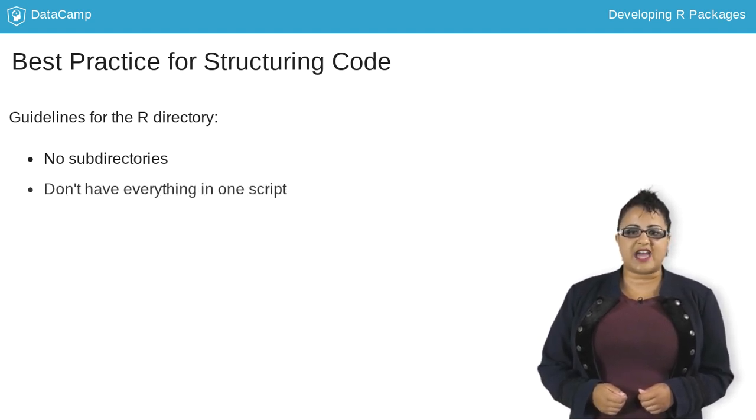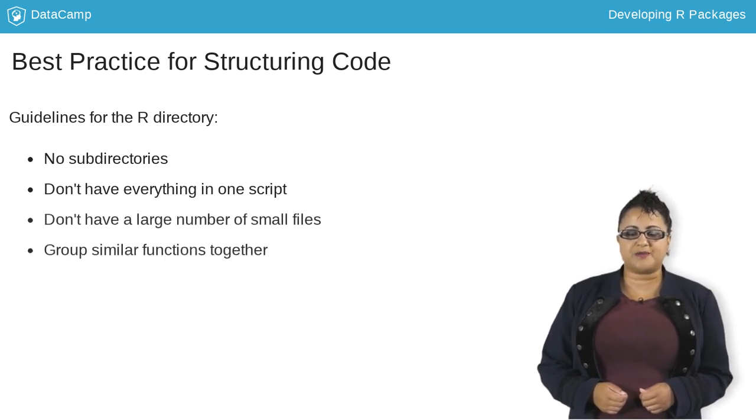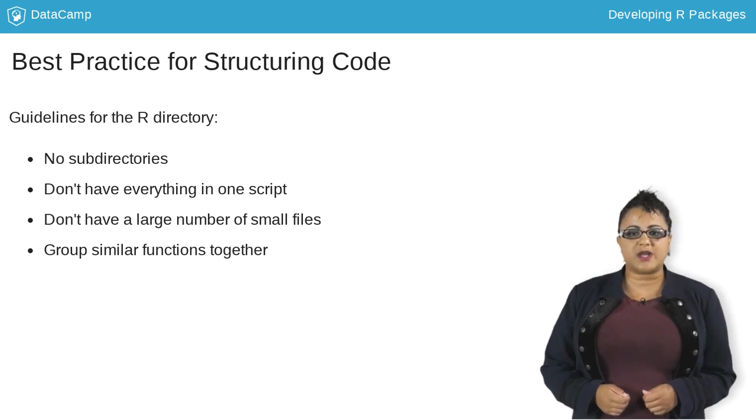Generally, you should avoid having everything in one script. For a small package, you might want to have one file per function, with the file name reflecting the function name, but as a package gets larger, it's common to see similar functions grouped together. Personally, I tend to end up somewhere in between, with large functions in a file of their own and smaller utility functions grouped together with other similar functions.